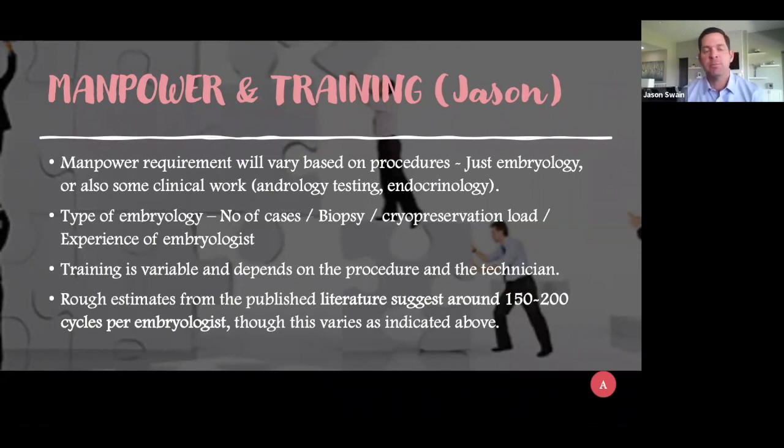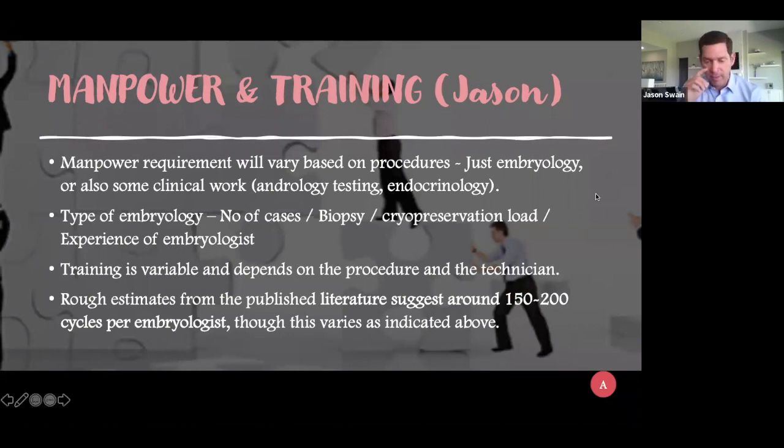But in terms of how many total bodies, that really depends on the workload in the particular laboratory. For example, our labs are segregated into embryology labs and clinical labs. So our staffing model would differ compared to somebody who does andrology, endocrinology, and embryology all in the same work space with the same personnel. That's an important consideration, as well as the complexity of the work.